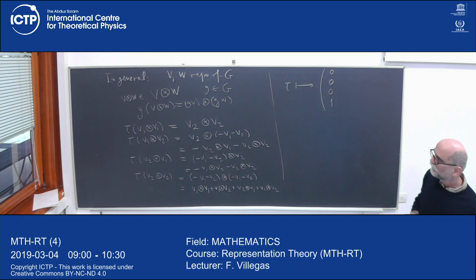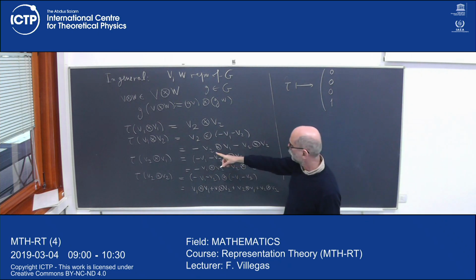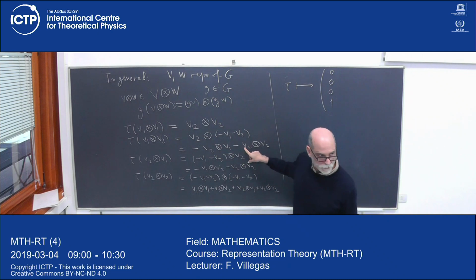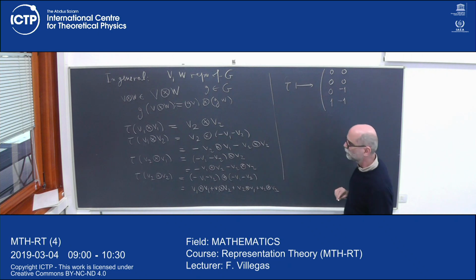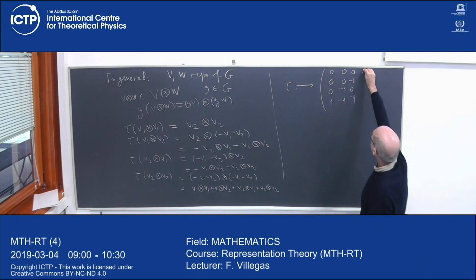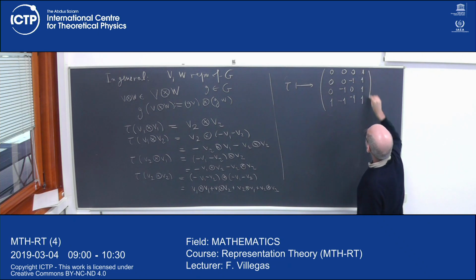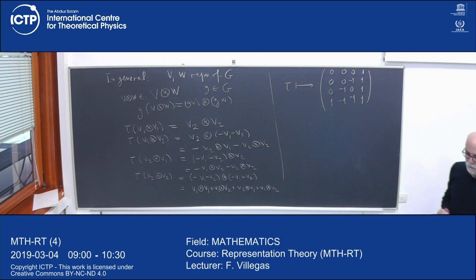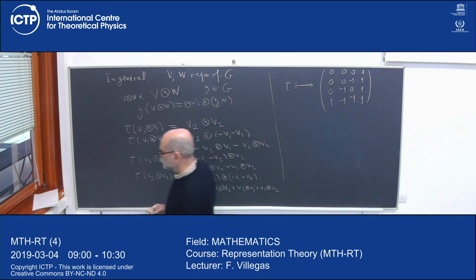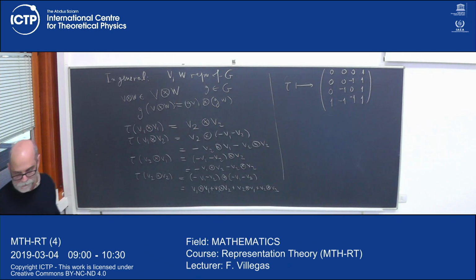Second one, 0, 0, minus 1, minus 1. Third is 0, minus 1, 0, minus 1. And the last is all ones. Yeah? So in this new representation of dimension 4, tau acts by this matrix in this basis.